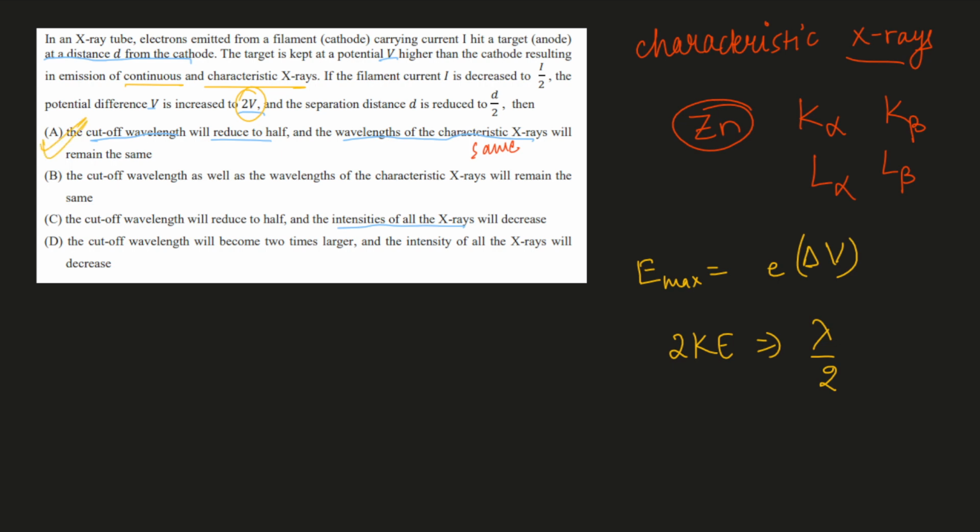Next option is that the cutoff wavelength as well as the wavelengths of the characteristic X-rays will remain the same. This is not true. The cutoff wavelength will change. So this is not true. The cutoff wavelength will reduce to half. This is correct. And the intensities of all the X-rays will decrease.